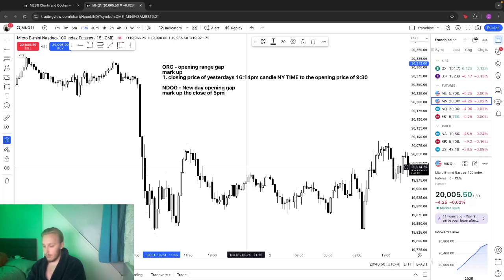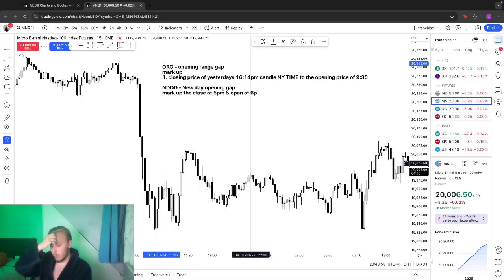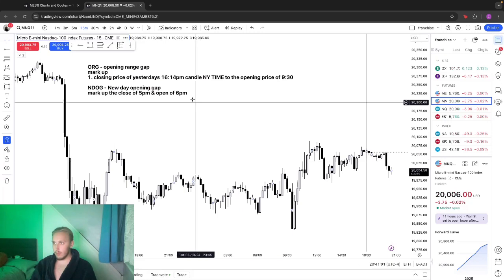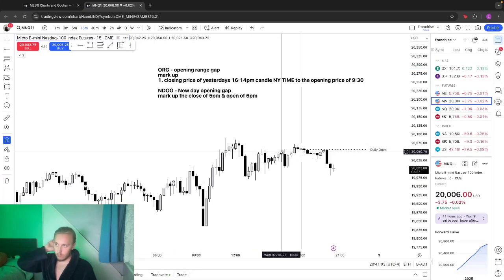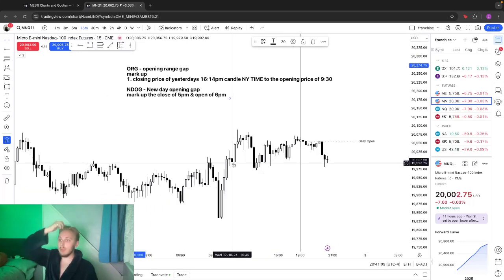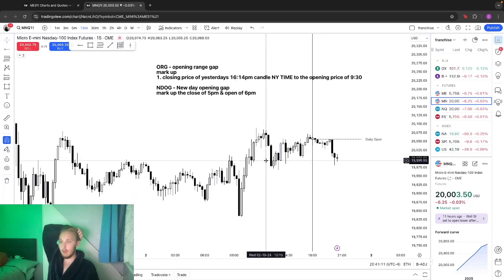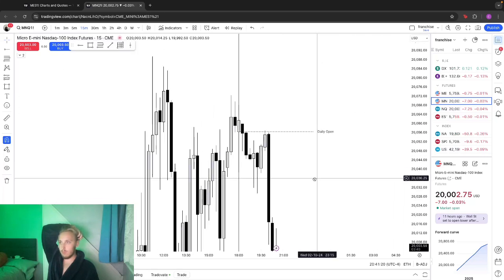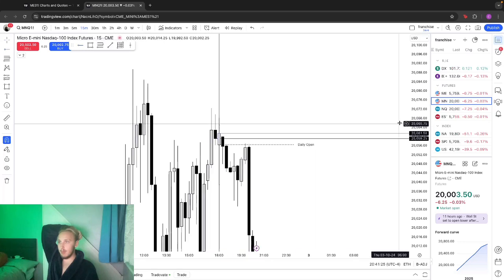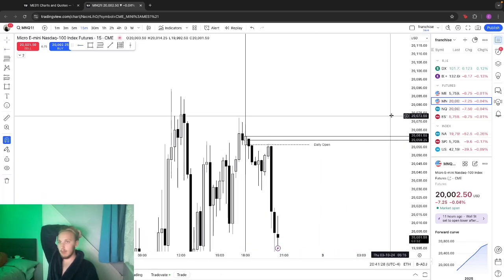If it's 5 p.m., let's find out. So yesterday's new day opening gap would have been, I suppose we could mark up today's. So this is the close, this is the open, this is today's new day opening gap.